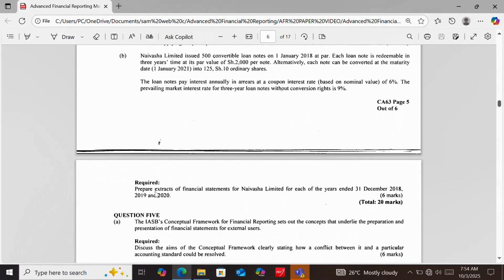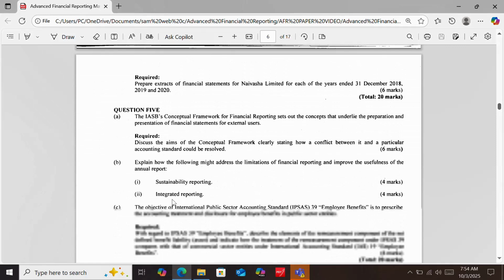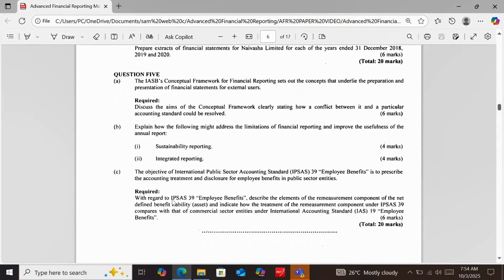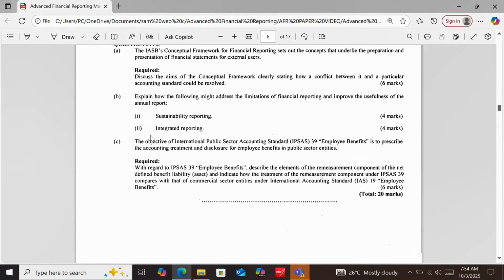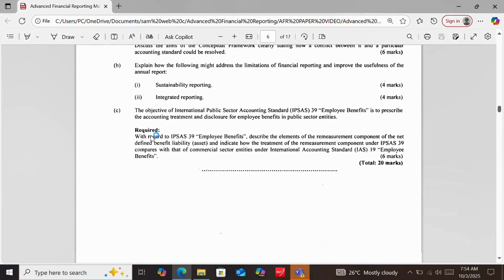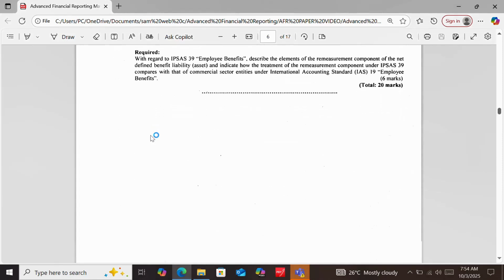Part B required: prepare extract of financial statement for Naivasha Limited for each of the years ended 1st December 2018, 2019, and 2020. Finally, question 5. Part A and Part B are theoretical questions, and even Part C is a theoretical question. Let us go to the answers.